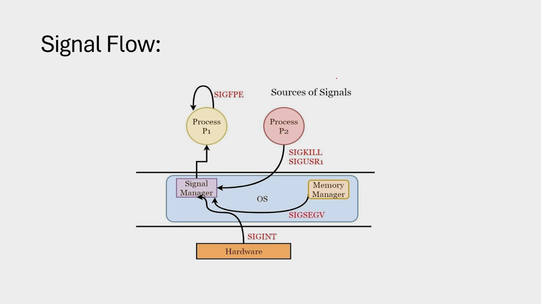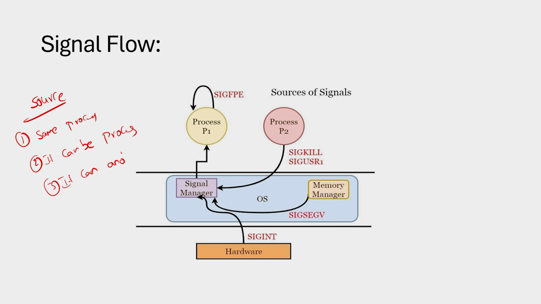Signal flow. Now let's say, signal source: it can be the same process, second it can be another process, third it can be another manager. It means in the first one it can be the same source, which we can call an asynchronous example.